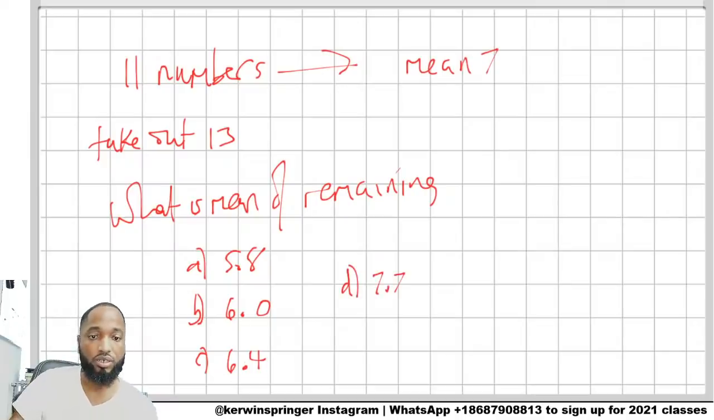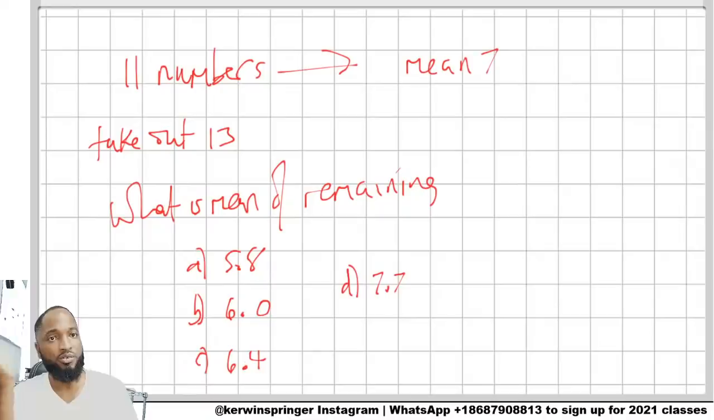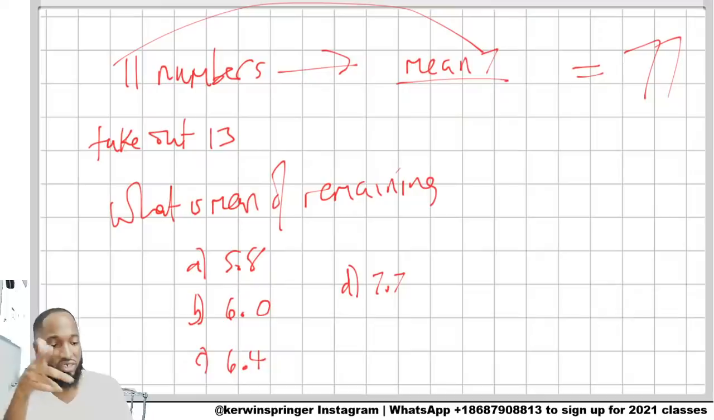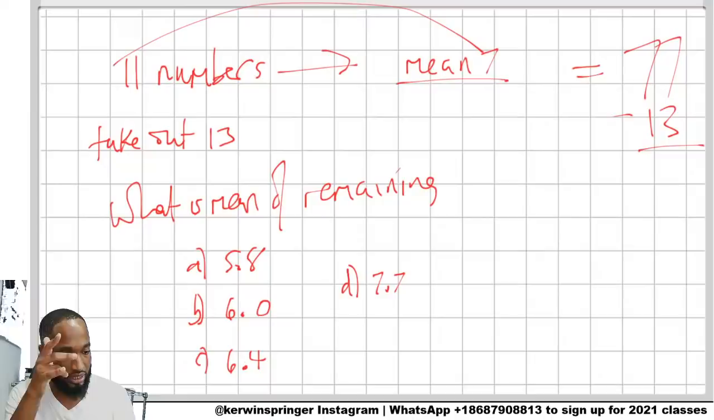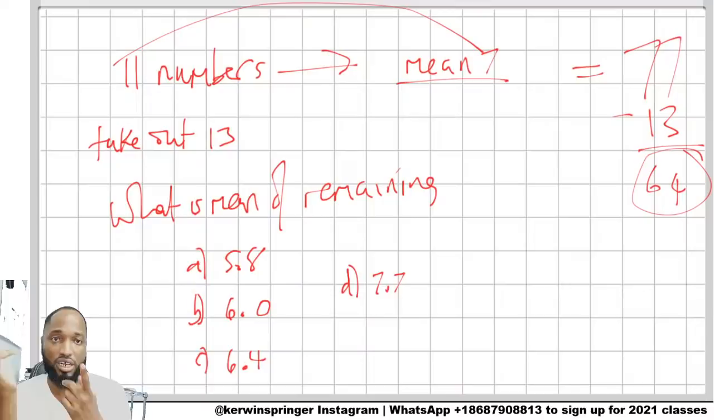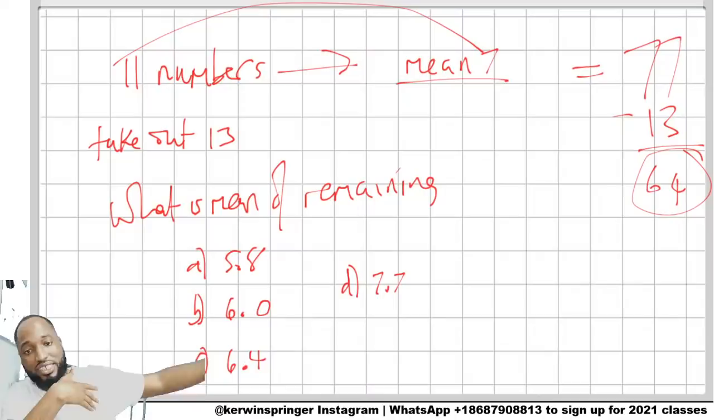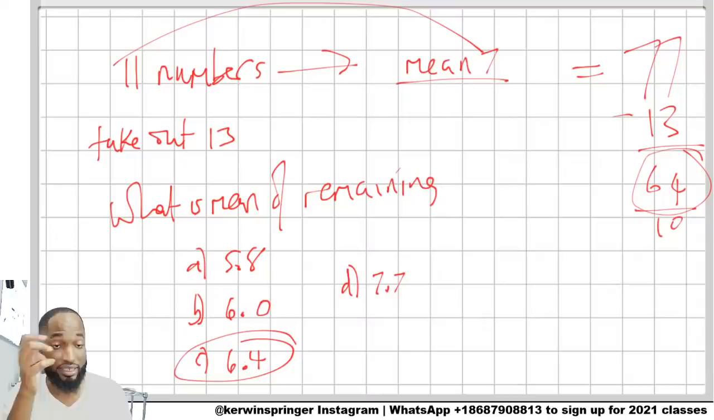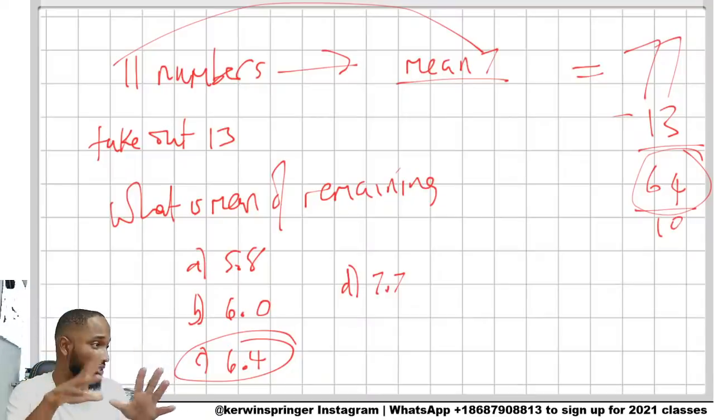To work out this question, first find what the total was. You say 11 numbers and the mean is 7, so the total is 11 times 7, 77. Take out 13, 13 gone, bye bye. So now it's 64. And how many numbers do we have now? You take out that number, you only have 10 numbers. So if the average of 10 numbers that add up to 64, what is the mean? 64 divided by 10, 6.4 is the answer. Very simple question, very quick question.